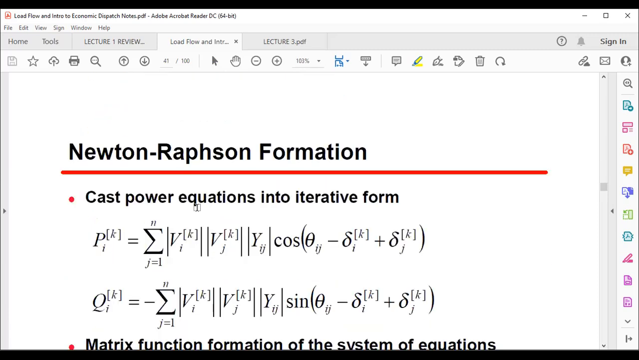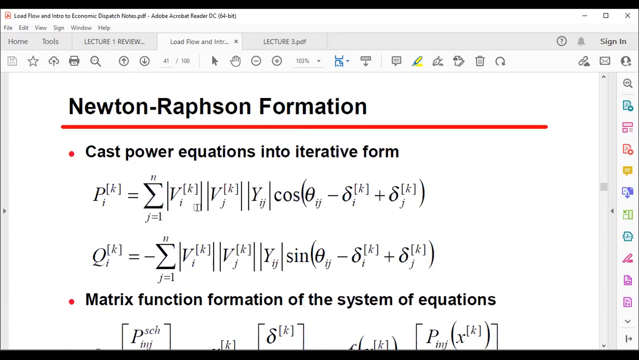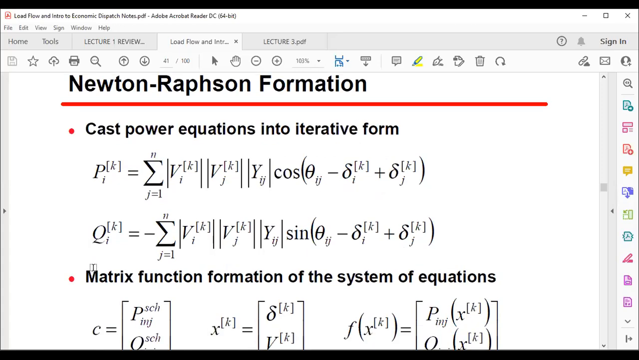So the Newton Raphson technique can be formulated for the power flow equations exactly the same way we formulated it for a single equation. Remember, because we'll have iterations, we cast our equations as at iteration k, where k is the iteration counter. So the power equations are set exactly the same way, but now with a subscript k to represent a particular iteration.